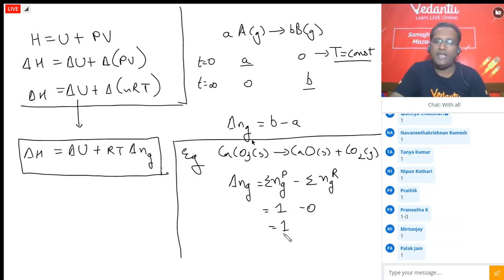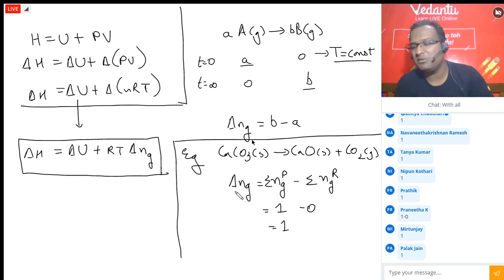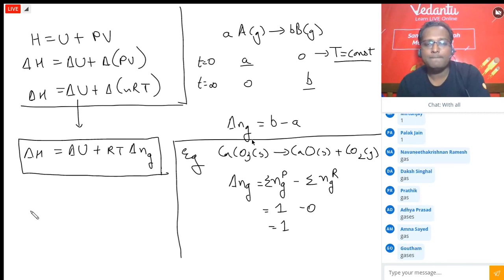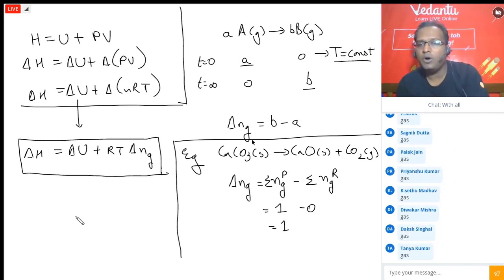Please, please, please, don't make a mistake in calculating delta n g. Don't end up considering liquid, aqueous, solid. No, delta n g will involve only gases. Absolutely correct. Not mod, not mod. It is product gas moles minus reactant gas moles. So B minus A, not mod. Delta n g can be positive, negative, or zero.